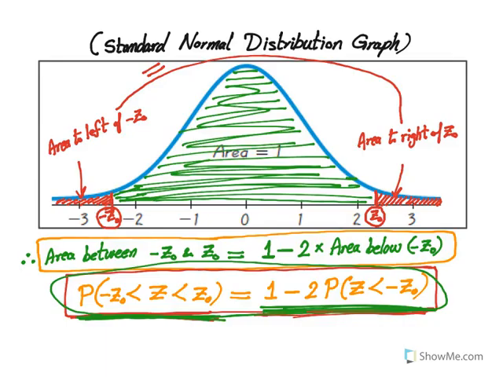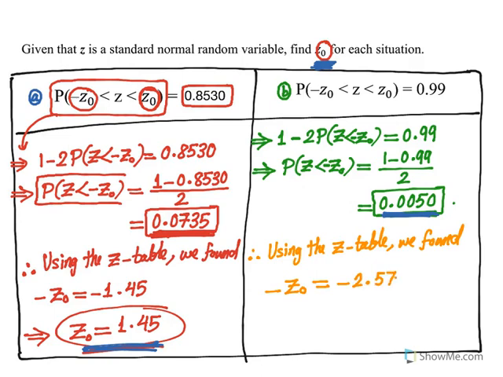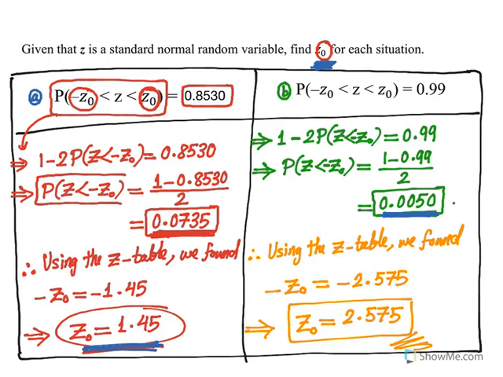So I will go back and write this here. So therefore, you can say, using the Z table, we found, it took us a while, but we found that negative Z0 equals negative 2.575, and this immediately implies that Z0, the positive value that we're looking for, is 2.575. So this will be the answer to part B. And I will stop the video here.